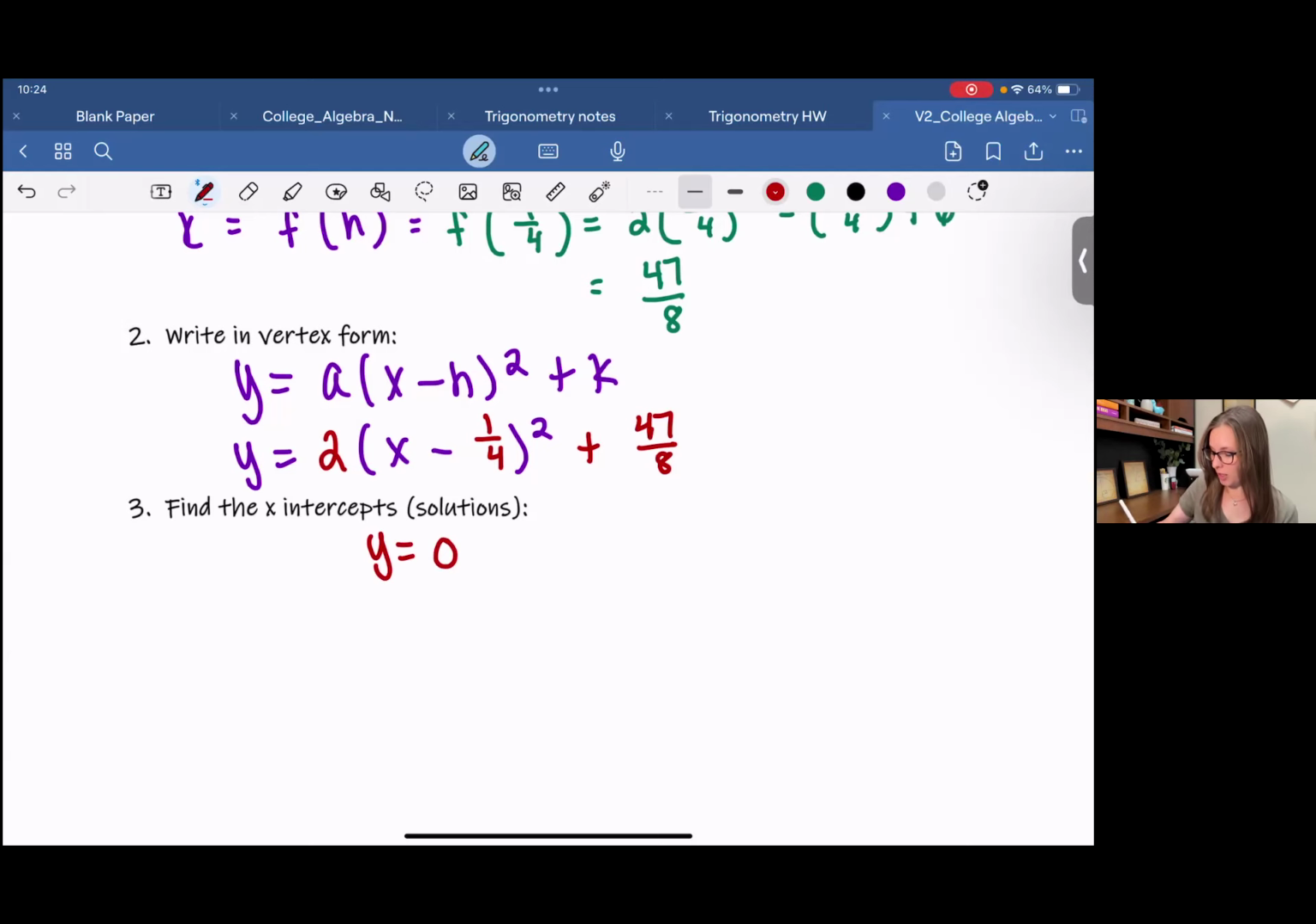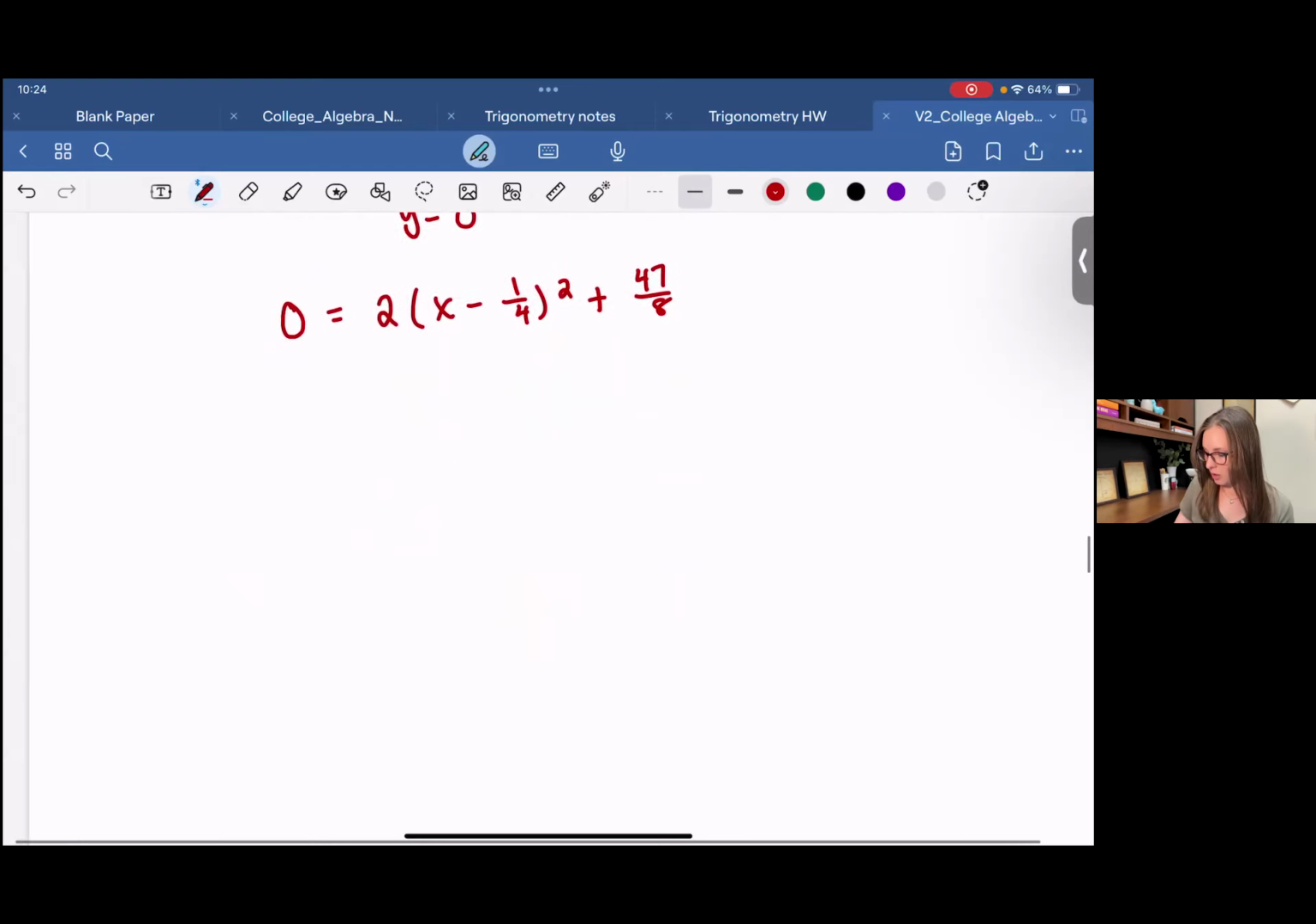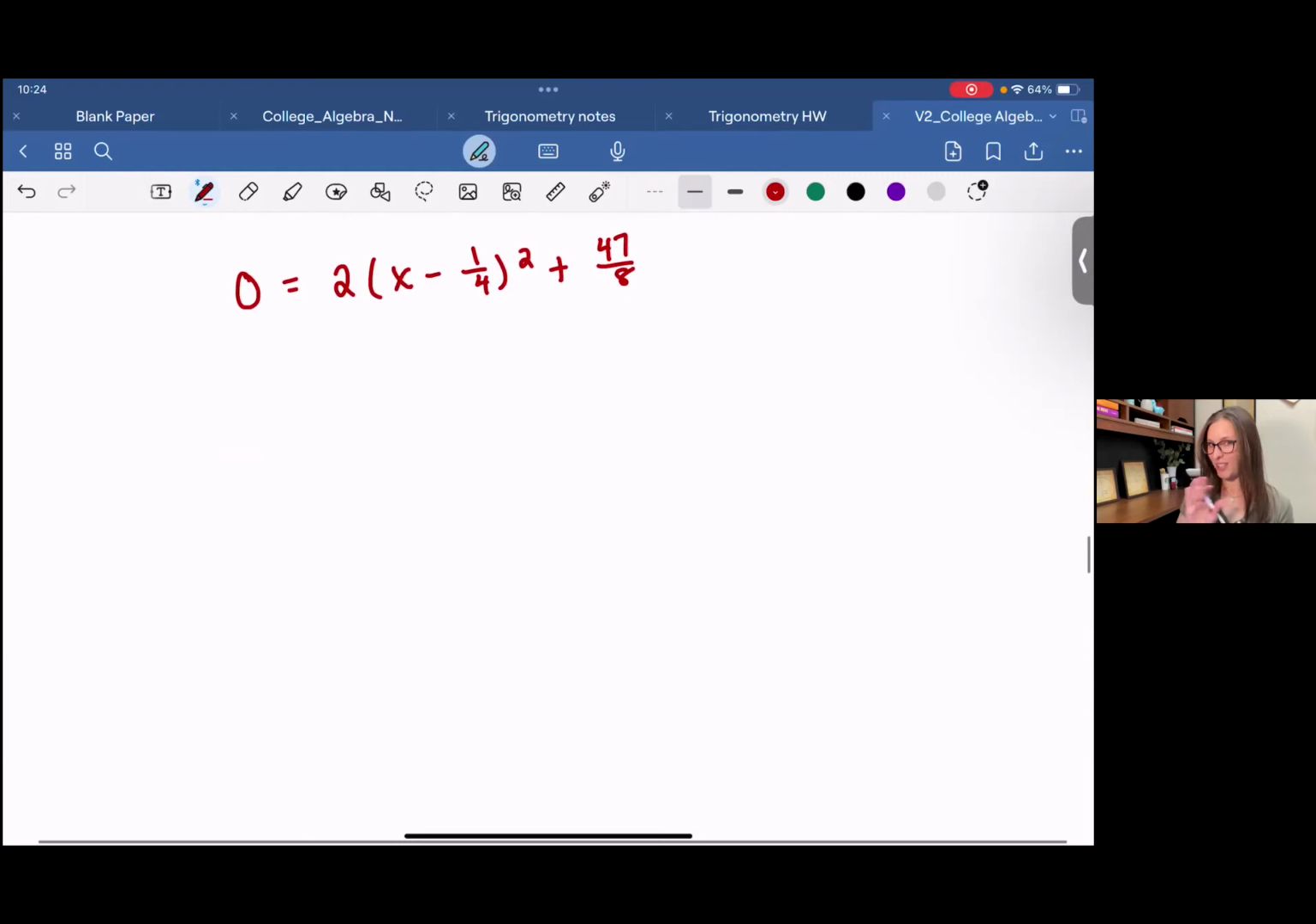So that means I'm plugging in 0 for y and solving for x. So I've got a lot of room here because it's going to get a little messy, but it turns out, I promise. Remember when you're solving for x, you can use the square root property for this one. So that means that you're going to have to isolate x. Now x is inside of parentheses, inside the squared, with the number outside. So that means we're going to have to do some undoing here. We're going to have to move 47/8 first, then the 2, then the square, and we'll go on.